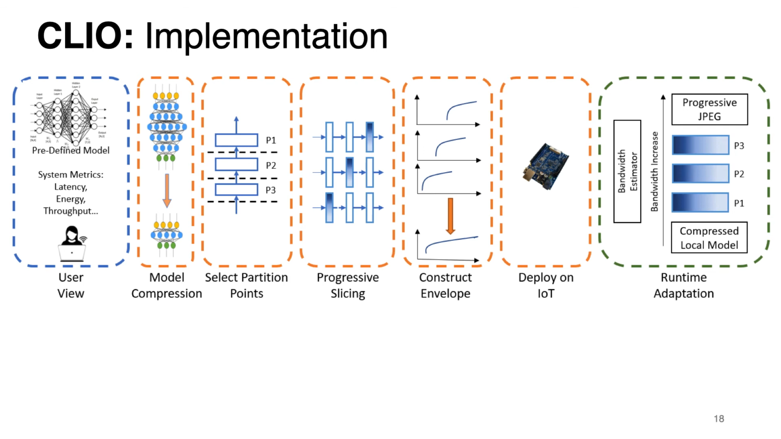We could deploy all the early layers on IoT devices, and during runtime, we will use a bandwidth estimator to estimate the average historical bandwidth, and based on the estimated bandwidth, we could adaptively choose the best partition points.